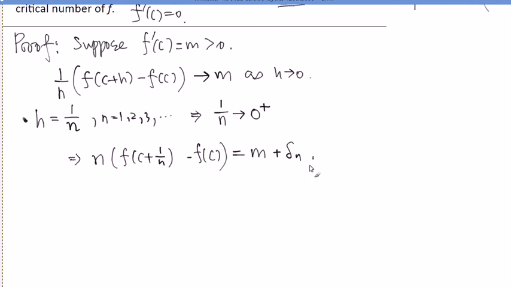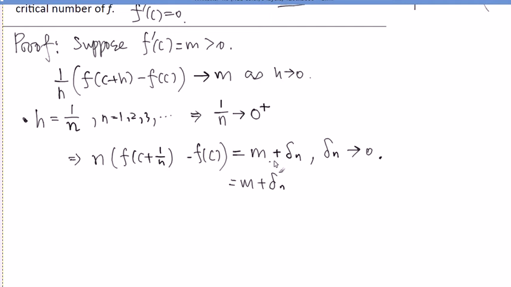Then what can you say about this delta n? It approaches zero, thank you. But it could be positive or negative. We don't have control of that. Well, we have control of 1 over n. We know specifically what it is, but we don't know anything about f. So we don't have control on what happens to delta n. All we know is that delta n approaches zero, right? Okay.